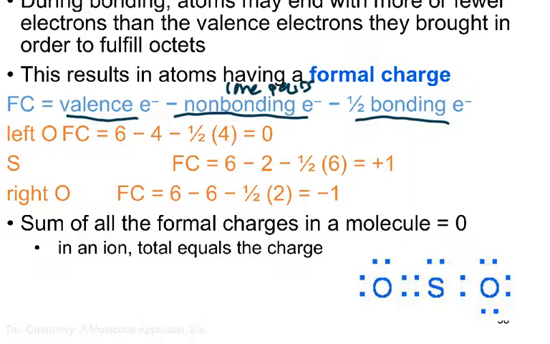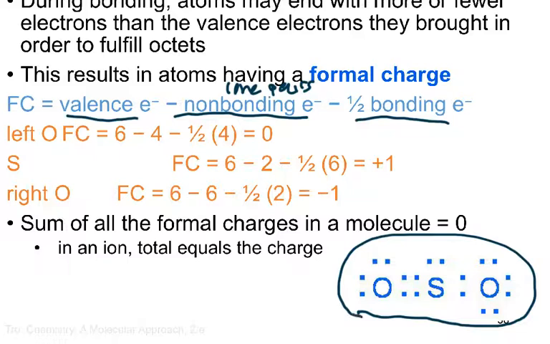So for example, if we look at our sulfur dioxide down here, we can see that our left oxygen came with 6 electrons. 4 of those are in lone pairs. And then there's a double bond which has 4 electrons in it. Half of them we're going to assign to that oxygen. So 6 minus the 4 in lone pairs minus the 2 from this bond gets me a formal charge of 0 on my left oxygen.